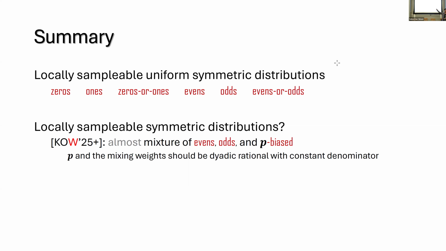Like for even and odd, you already see it. For the p-bias, because I assume p is also a dyadic rational with constant denominator, you can also do that. The hard part is to characterize, like you cannot do other cases.